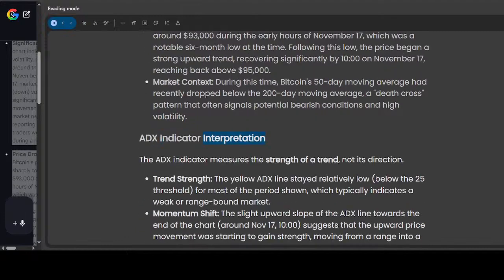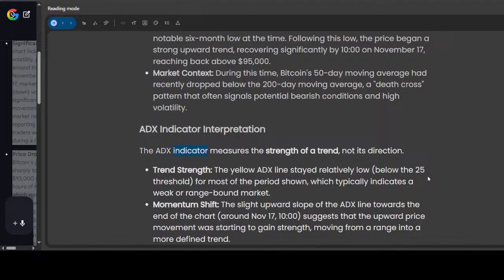ADX indicator interpretation. The ADX indicator measures the strength of a trend, not its direction. Trend strength. The yellow ADX line stayed relatively low, below the 25 threshold for most of the period shown, which typically indicates a weaker range-bound market. Momentum shift. The slight upward slope of the ADX line towards the end of the chart around November 17, 10:00 suggests that the upward price movement was starting to gain strength, moving from a range into a more defined trend.